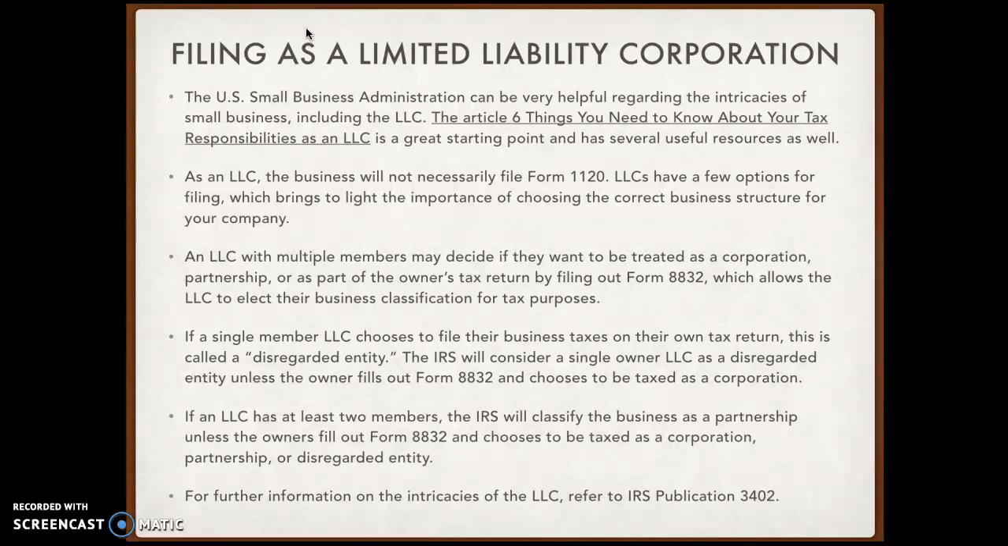The IRS will consider a single owner LLC as a disregarded entity unless the owner fills out Form 8832 and chooses to be taxed as a corporation. If an LLC has at least 2 members, the IRS will classify the business as a partnership unless the owner fills out a Form 8832 and chooses to be taxed as a corporation, partnership, or disregarded entity. For further information on the intricacies of the LLC, refer to the IRS publication 3402.